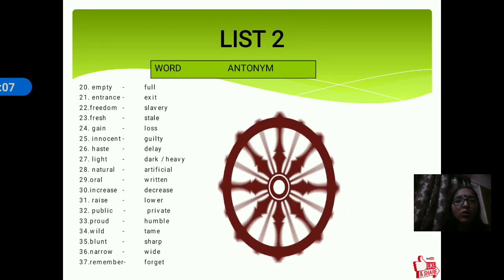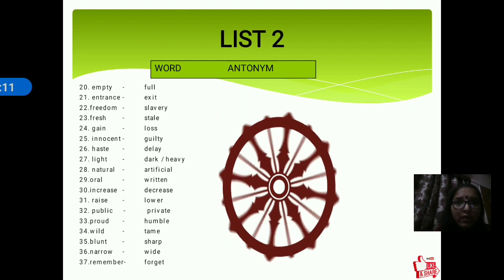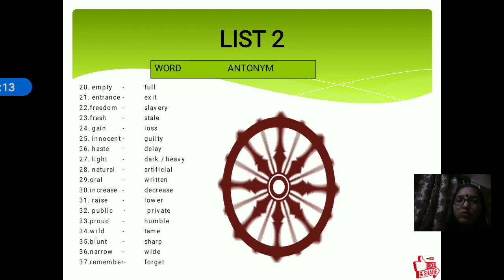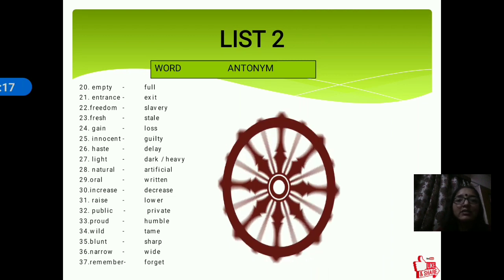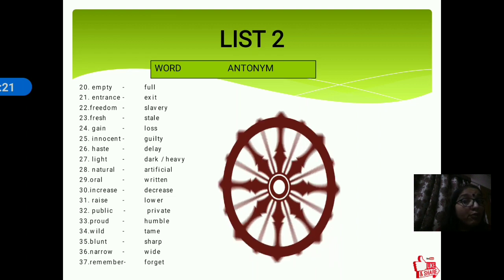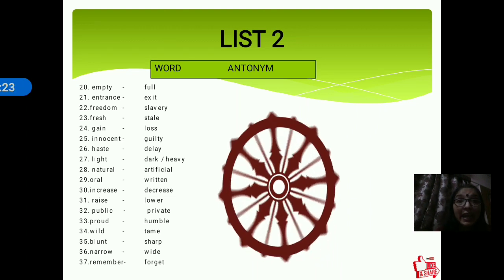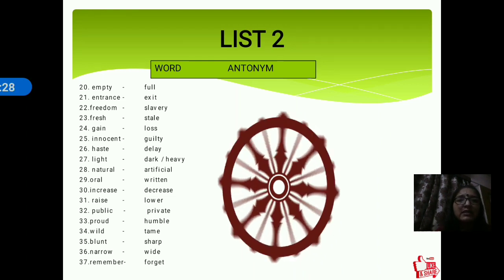Totally antonyms. Okay, freedom, when you're free to do everything. Slavery, when you have to follow orders from somebody, and that is slavery, your bosses and all. Next is fresh, the fruits are fresh. Opposite of that is stale. Okay, the fruits are stale. After 4-5 days they become stale, they start stinking.